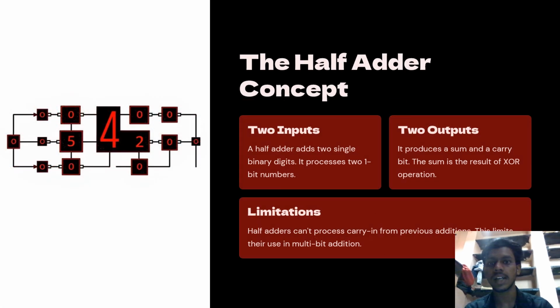The half adder concept. Two inputs: a half adder adds two single binary digits. It processes two one-bit numbers. Two outputs: it produces a sum and a carry bit. The sum is the result of an XOR gate operation. Limitations: a half adder cannot process the carry from a previous addition. This limits its use in multi-bit addition. So if we give two inputs, it will give two outputs.